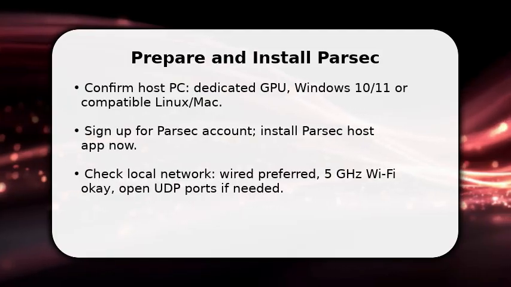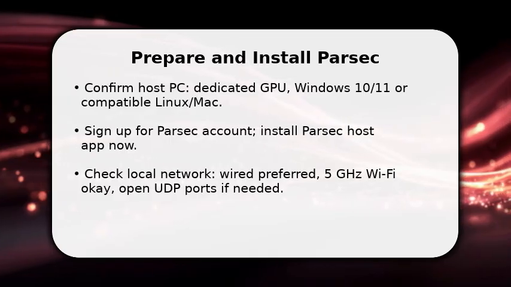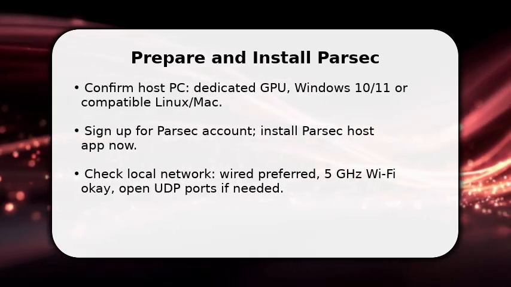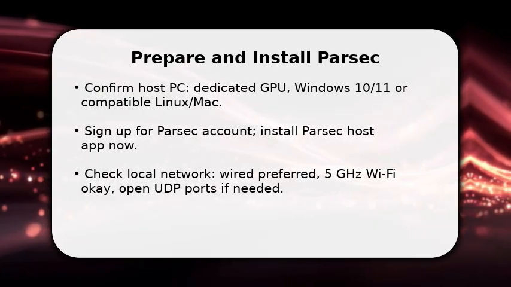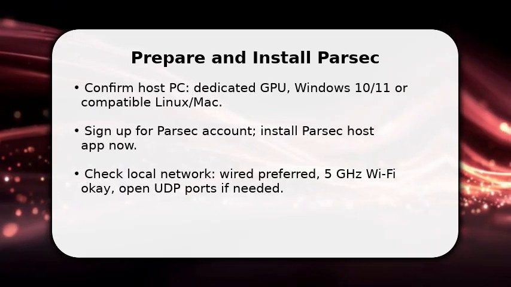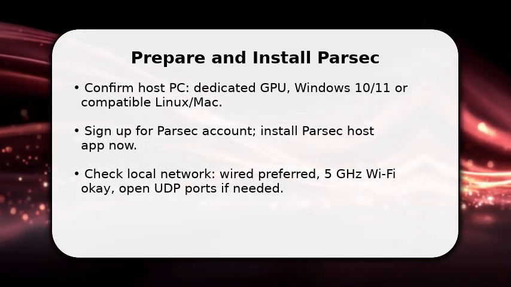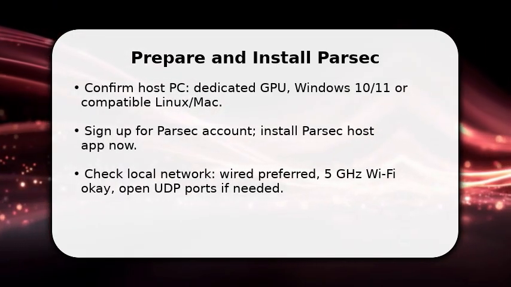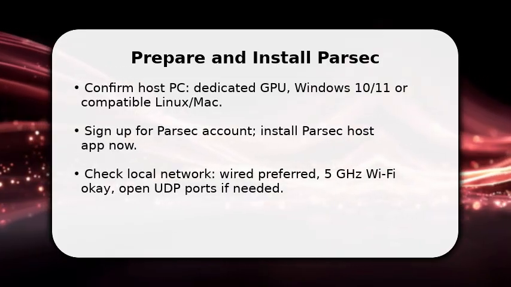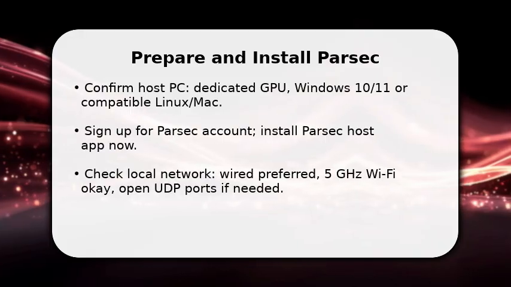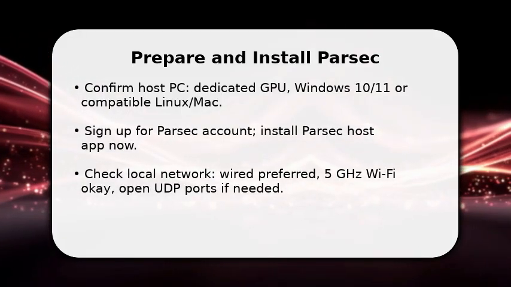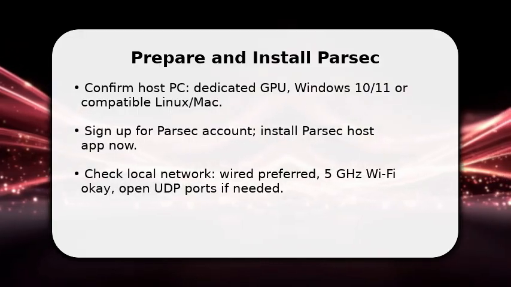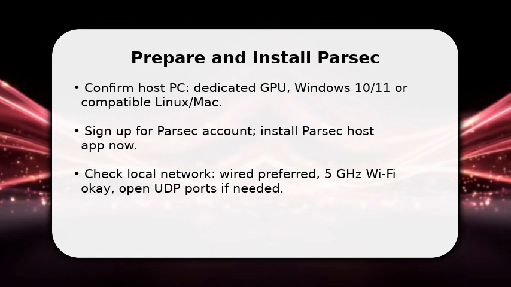You start by getting the essentials in place. Pick the host machine with a decent GPU and a stable network connection. Once you have an account, install the Parsec host app and sign in. This links your identity to the machine. Make sure to plug into Ethernet when possible, because latency drops significantly. Also open the Parsec UDP range on your router or enable UPnP so peers can connect. Doing this early avoids connection problems later.